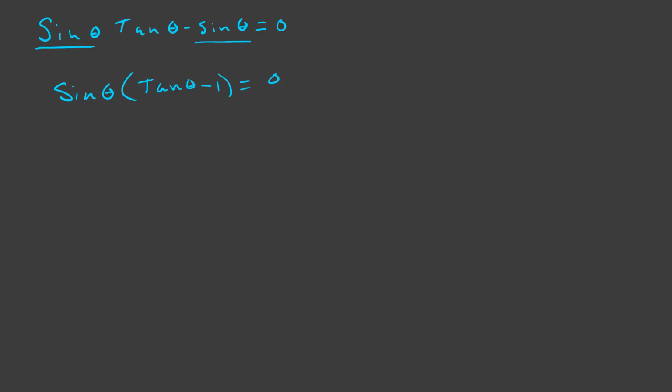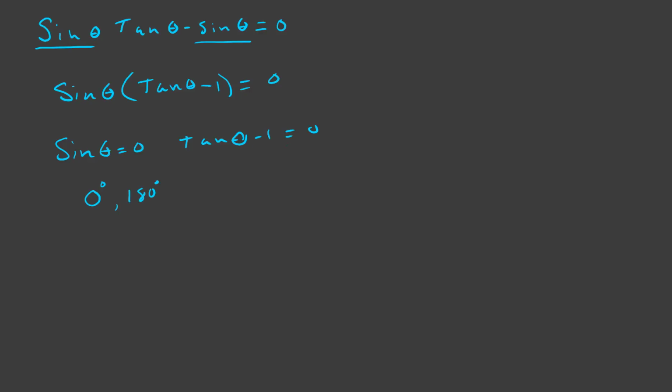Our zero product property tells us that our solutions are sine of theta equals 0 and tangent of theta minus 1 equals 0. On the unit circle, we can see that sine of theta is equal to 0 at an angle of 0 degrees or at 180 degrees.